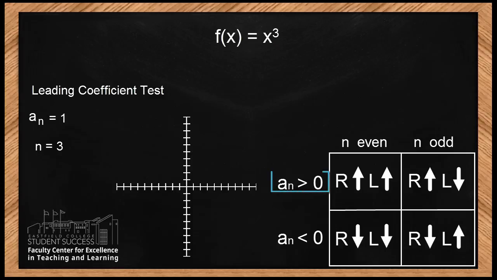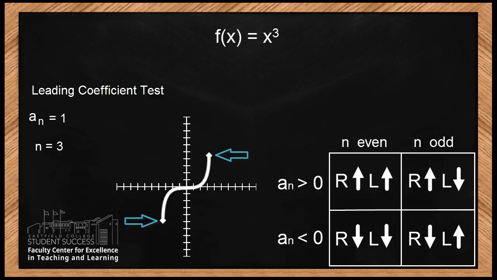Leading coefficient is positive. The highest exponent is odd. We are in this box. N is odd, and the leading coefficient is positive. Look what happens to the ends. Right end points up. Left end points down.